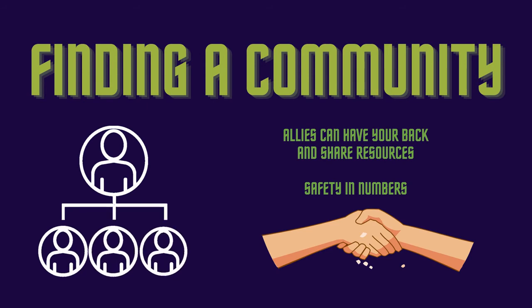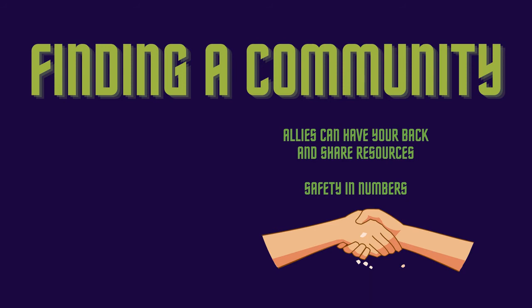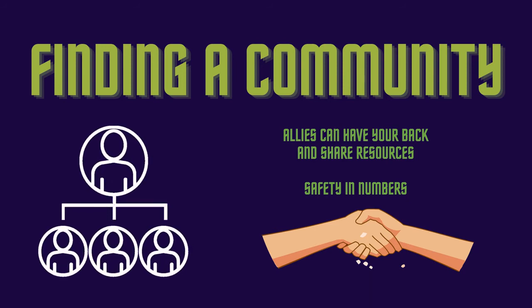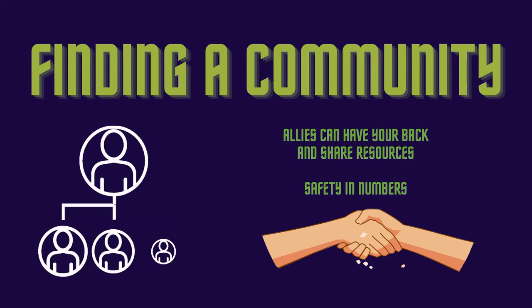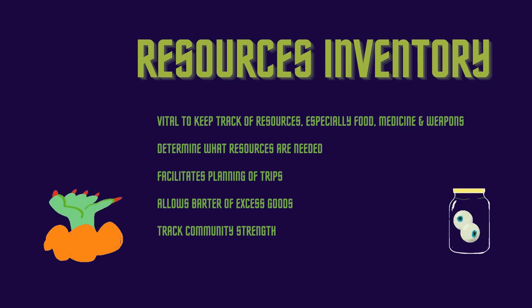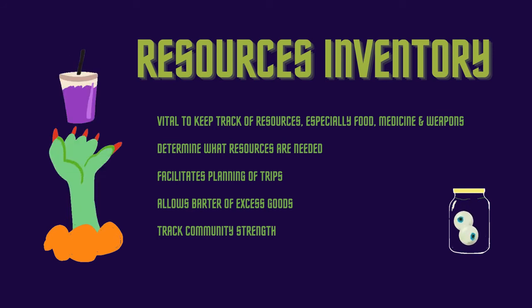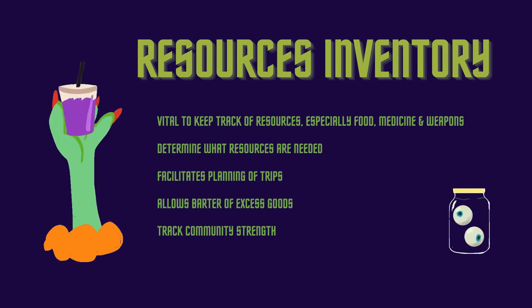This is why finding a community is super important. Allies can have your back and share resources, and we all know that there's safety in numbers. But what's more, during this time, we'll surely need a friend. Once we find our community, we need to have a resources inventory. This is important to keep track of what we have, especially food, medicine, and weapons that we know are scarce. Using this inventory, we can determine what we need.